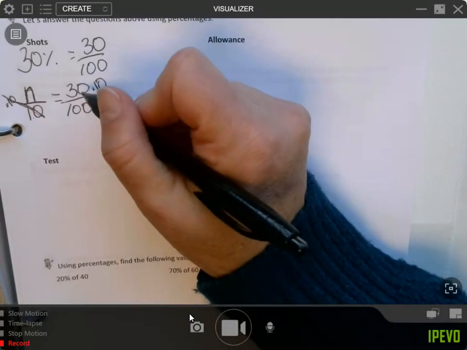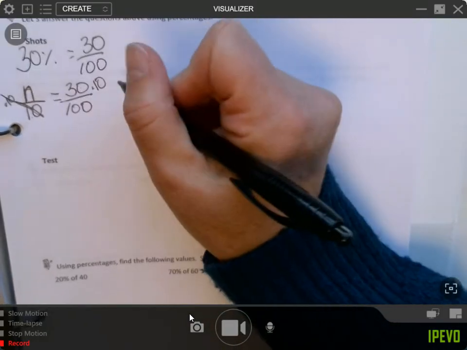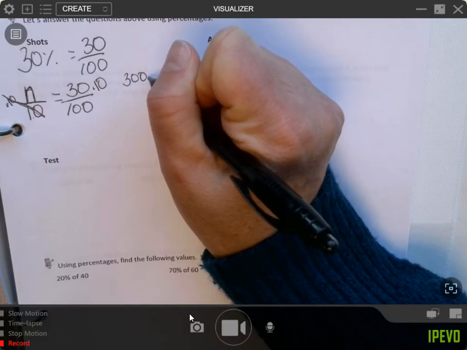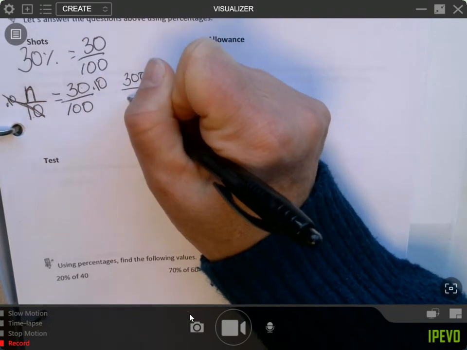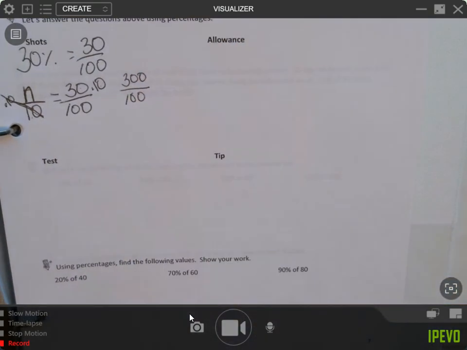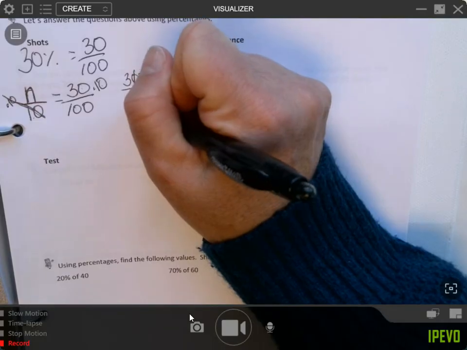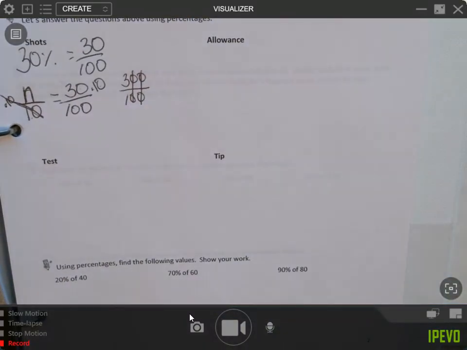So then we have 30 times 10, which is 300 over 100, right? Are you with me there? 30 times 10 is 300. That 100 stays the same. We can simplify it by dividing out that 100.